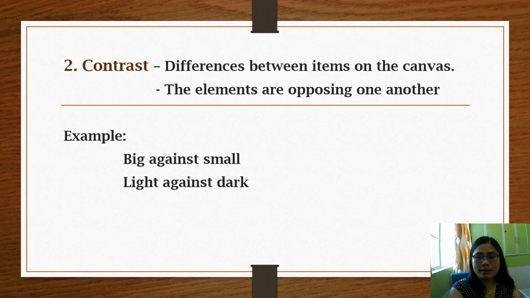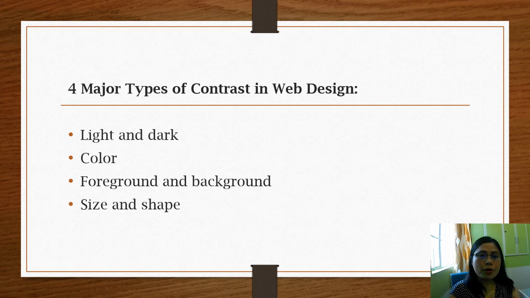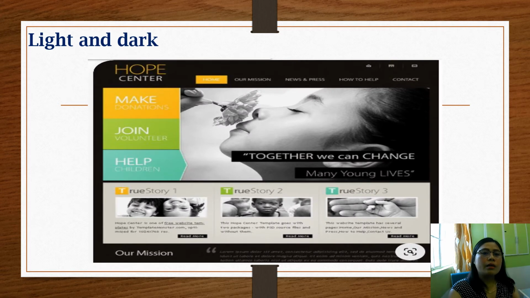Yun naman yung ibig sabihin ng contrast. So there are 4 major types of contrast in web design. We have the light and dark, color, foreground and background, size, and shape. So, ito class yung example ng light and dark. As you can see, yung pinaka-background niya class, ang ginamit na color ay dark.